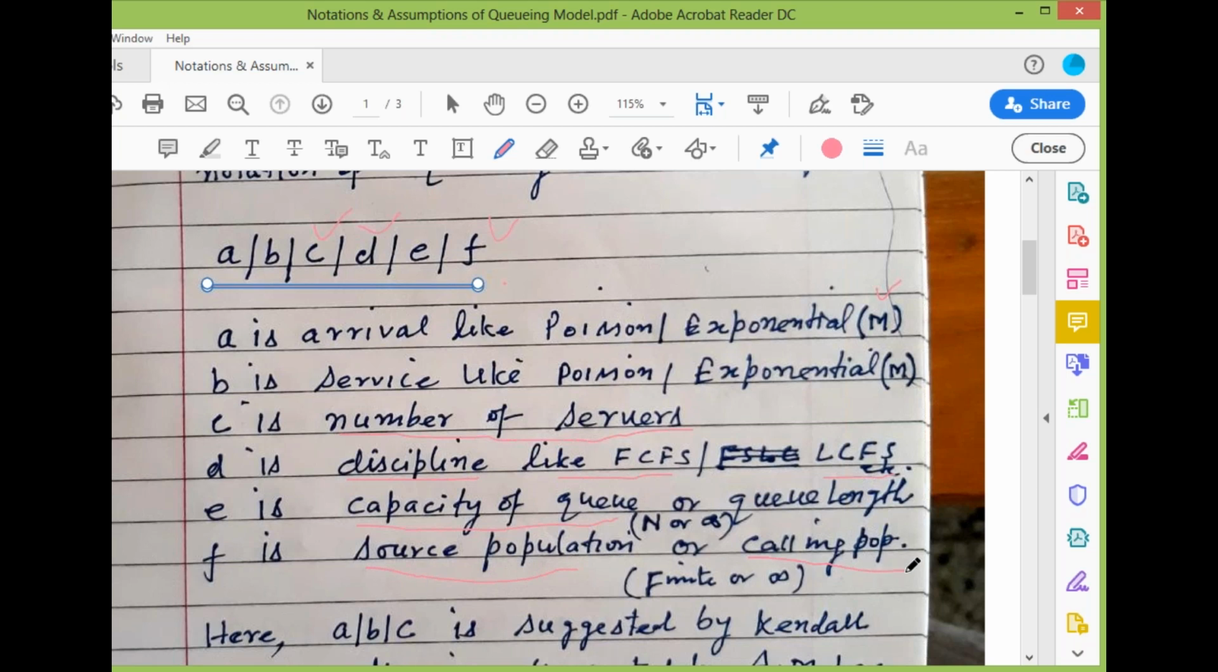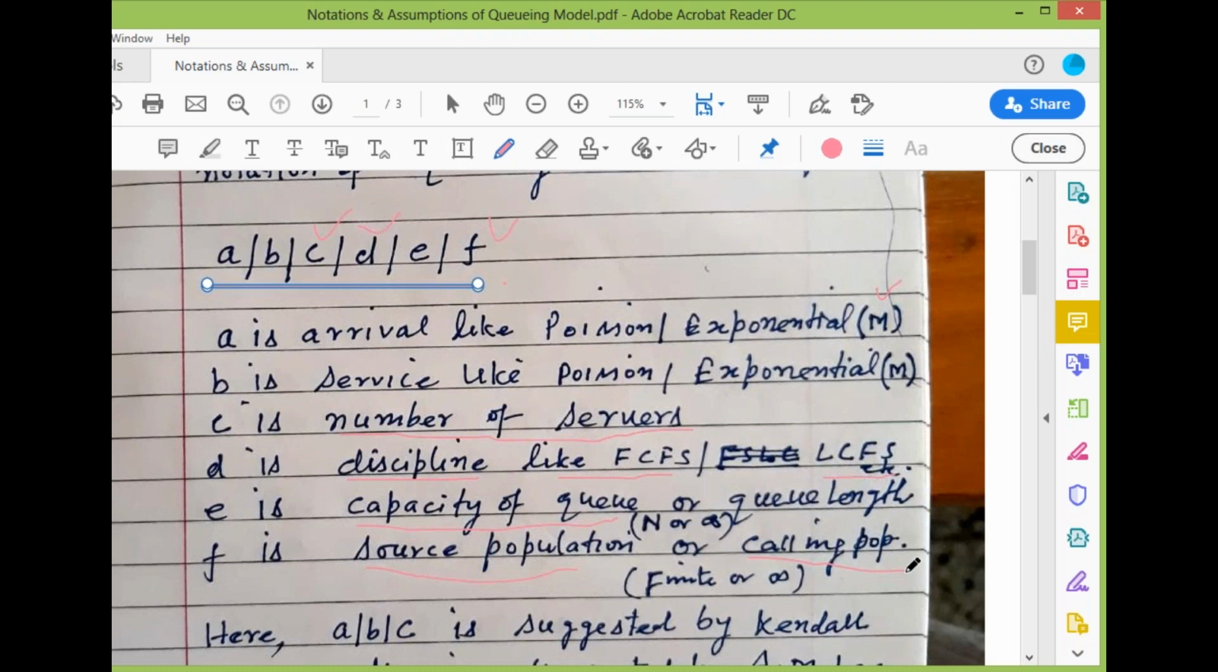Source population, or calling population, means the place or the destination from where the customers are expected to stream out, to come out from that geographical area, to join the queue for the service. This may also be finite or infinite.